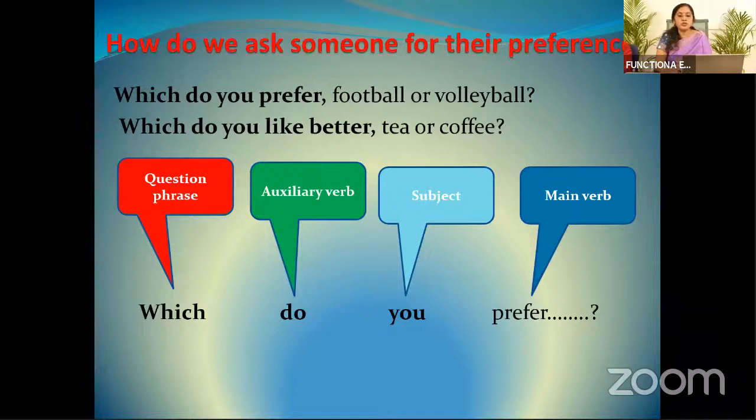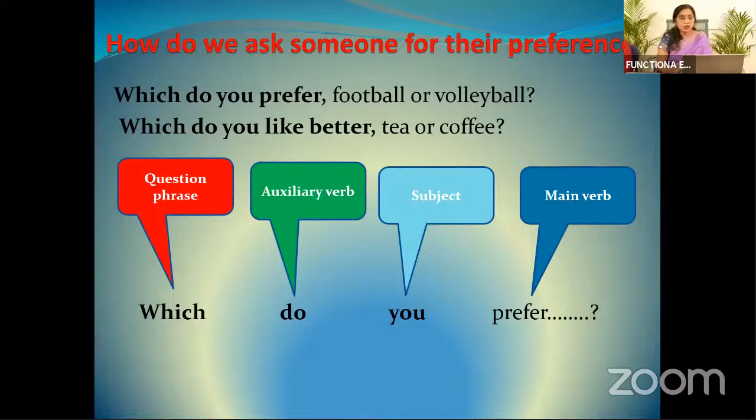Subject you and the main verb prefer. Which do you prefer? What do you like? Which do you prefer? Master this question structure. If you know this first part, adding the second part with whatever choices you want to give the person, you can always do it.